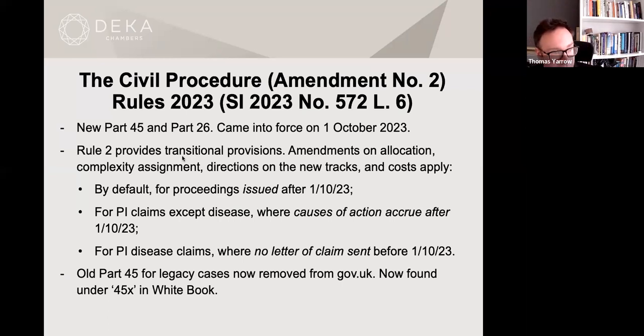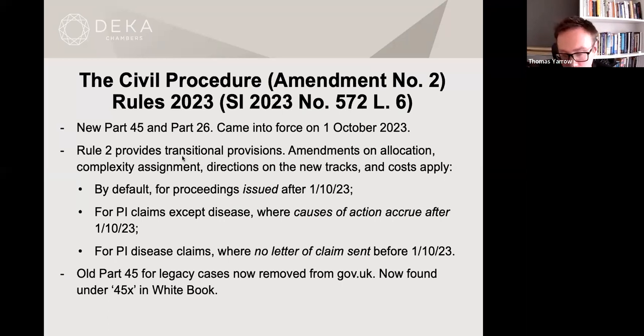Now, these amendments to the CPR came into force on the 1st of October 2023, so we're 6 or 7 months in now. But Rule 2 provides some transitional provisions. The amendments to the CPR, which concern allocation, complexity assignment, directions on the new tracks, and costs, so the stuff we're interested in today, apply as a general rule by default for all proceedings issued after the 1st of October 2023. So if your proceedings were issued before that date, then it's the old regime. If it's after the date, it's the new regime.